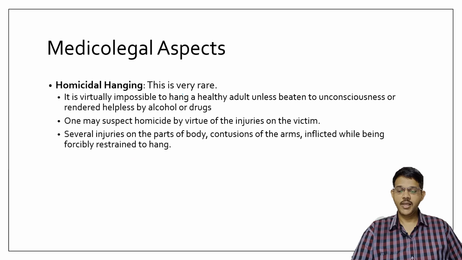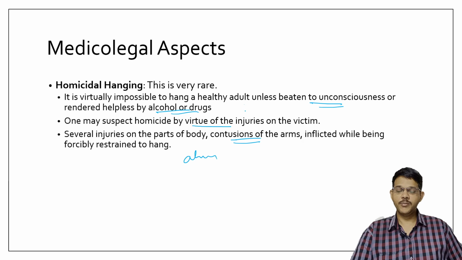Homicidal hanging is very rare. It is impossible to hang a person who is conscious. Usually a healthy adult may be made unconscious, or given alcohol or drugs, and hanged afterwards to simulate a suicidal hanging. One may suspect homicide by virtue of injuries on the victim, such as contusions on the arms when the person is being restrained, or sometimes abrasions on any part of the body. The scene of crime may be disturbed, which may look like the person was alive and struggled before death.